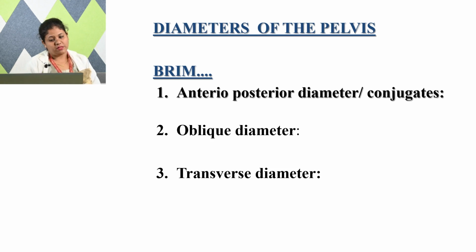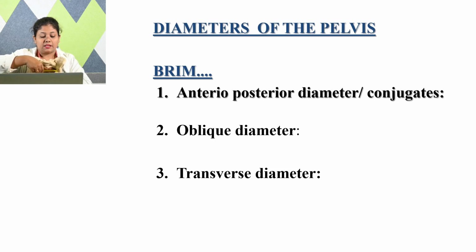Now we'll see the oblique diameter. The oblique diameter is 12 centimeters. It measures from either sacroiliac joint, left or right, to the opposite iliopectineal eminence. Then the transverse diameter is between the two iliopectineal eminences. That distance is 13 centimeters, and it is the transverse diameter of the brim.